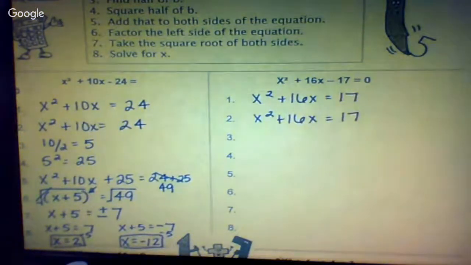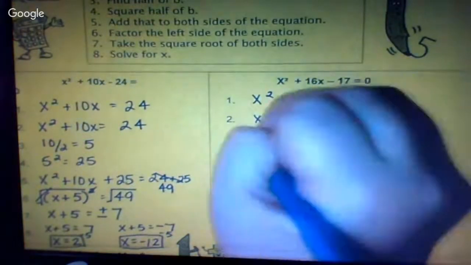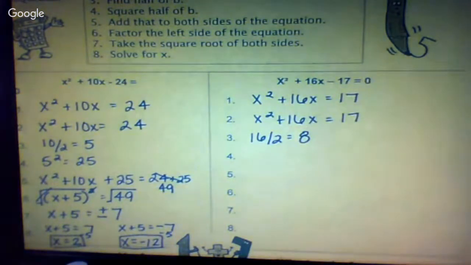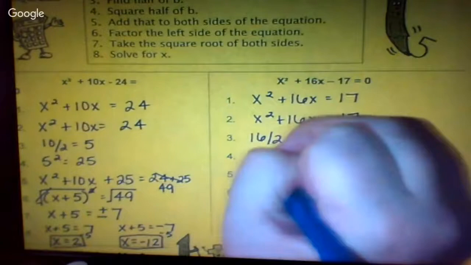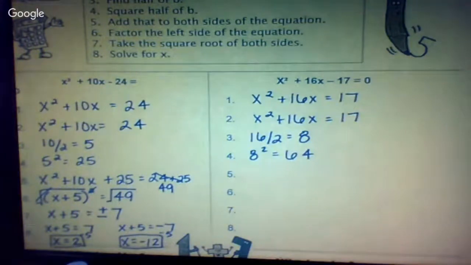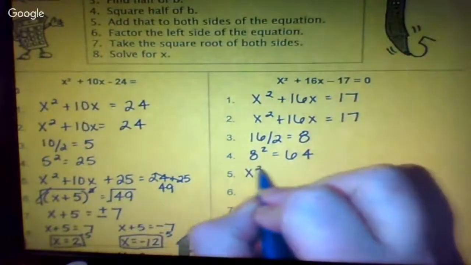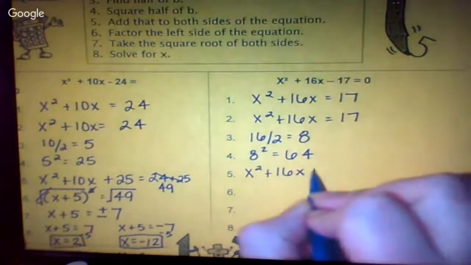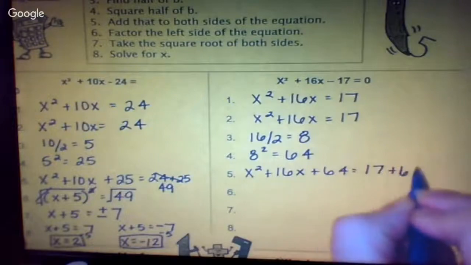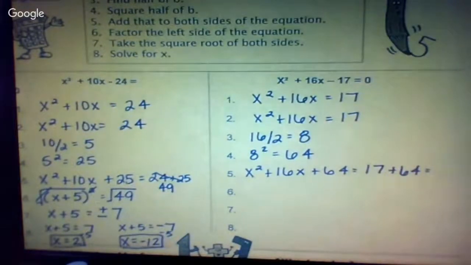Okay. Step 3 says find half of b. What's my b value? 16. And half of that is 8. Step 4 says square half of that. So what is 8 squared? 64. And now we add that to both sides of the equation. So we get x squared plus 16x plus 64 equals 17 plus 64. What's 17 plus 64?